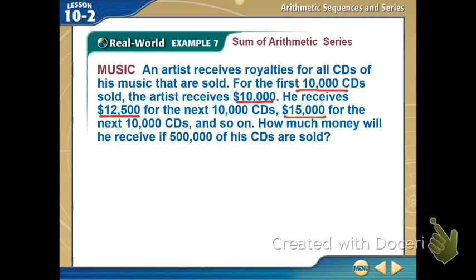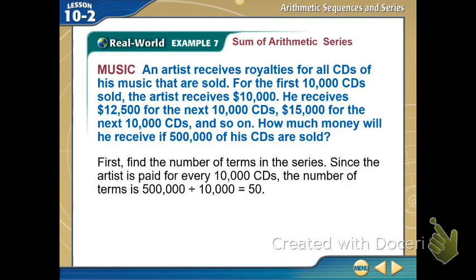So what we want to do is look at these terms and see if we can find the common difference. We also need to know the number of terms in the series. It says, how much money will he receive if 500,000 CDs are sold? He's being paid for every 10,000. So we need to figure out how many 10,000s are in 500,000, and we do that through division. So now we know that n equals 50. There are 50 terms in this sequence.